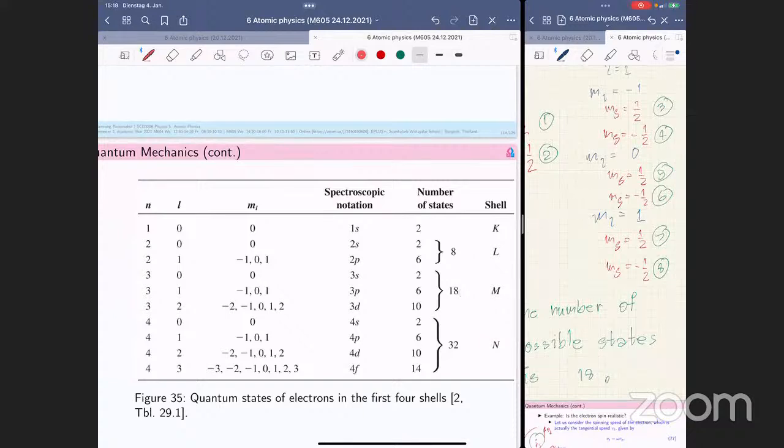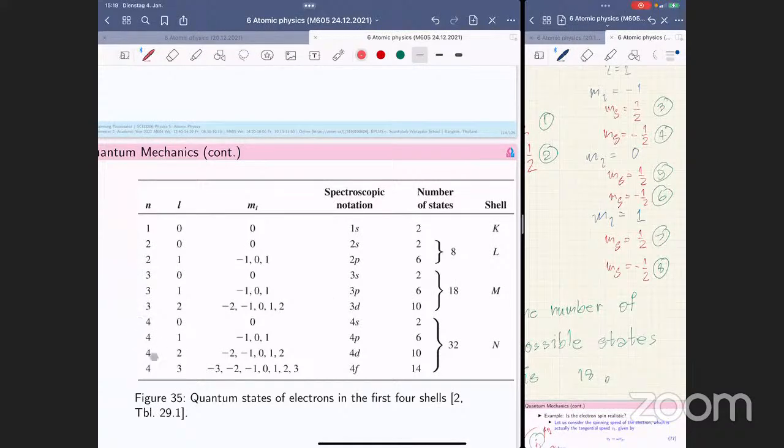KLMNOP. And for the case when n is equal to 3, there will be 3 possible cases for L, right? Starting from 2, 6, and 10, right? We combine all these 3 subshells, we will get 18 possible cases for electron orbits. And that's the shell symbol M, when small n is equal to 3.